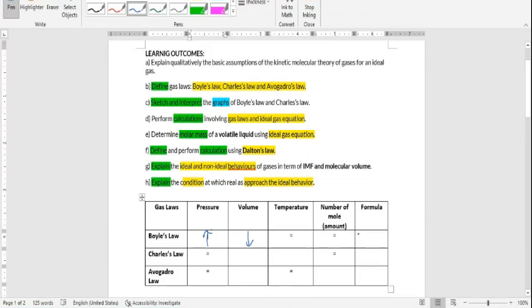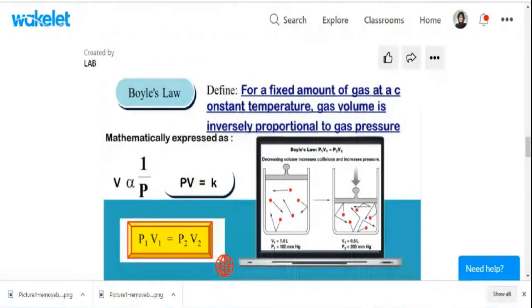That's why the equation is P1 V1 equal to P2 V2, because based on here, V is directly proportional to 1 over P. It means V is inversely proportional to pressure. So PV will form a constant equal to K. That's why you will generate the formula P1 V1 equal to P2 V2. So this is mathematically expressed. Meaning that when pressure increases, so you press it, then the volume decreases. What happened? For sure, the collision between the molecules increases.